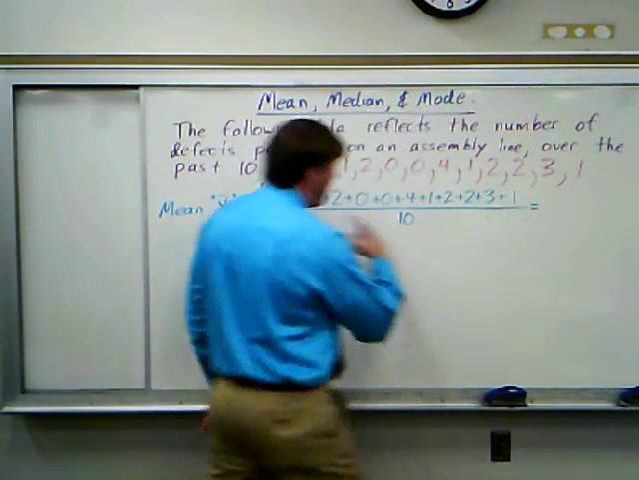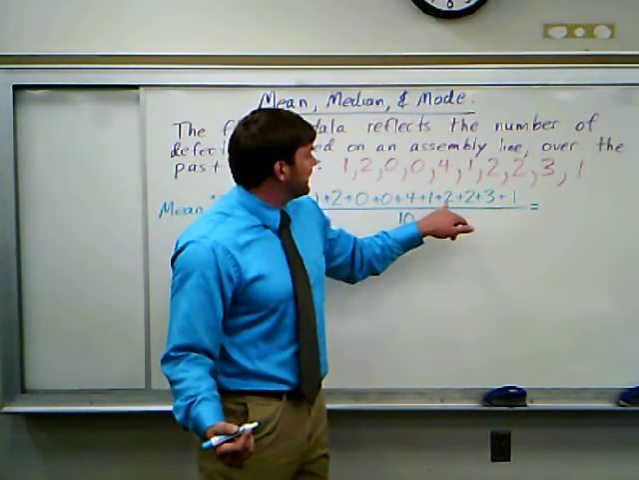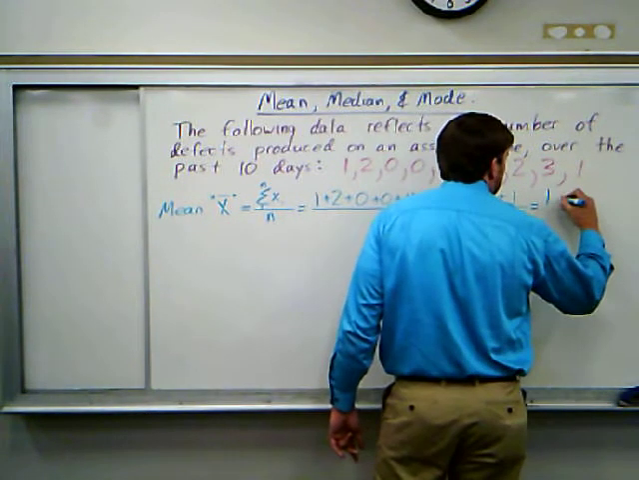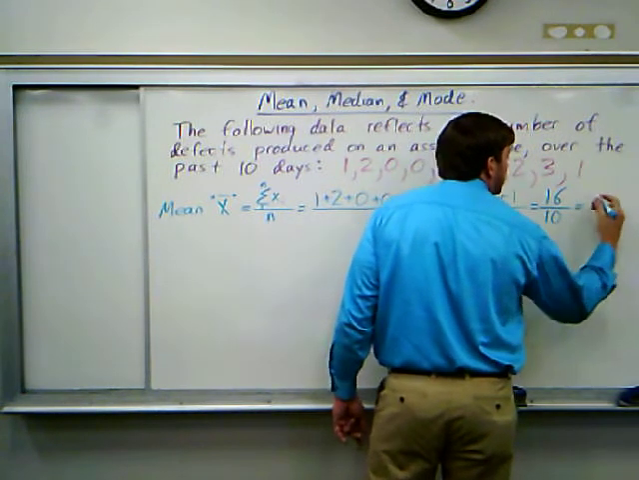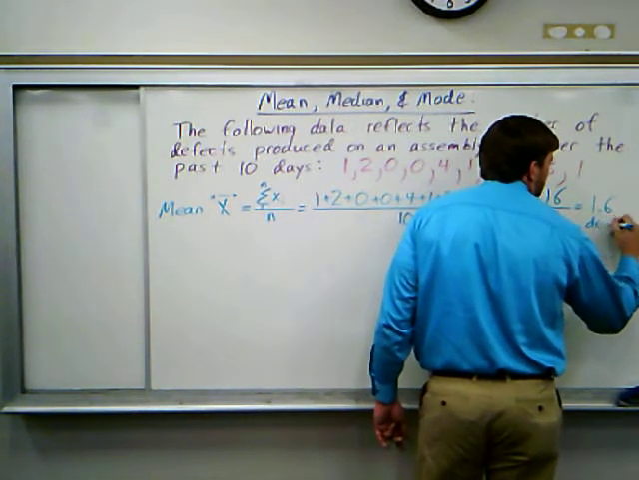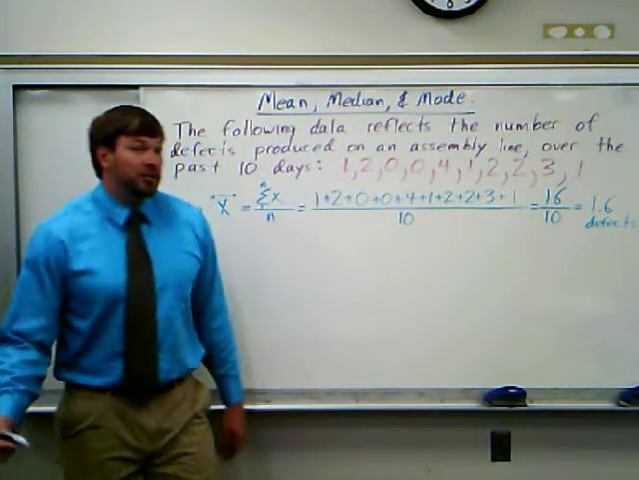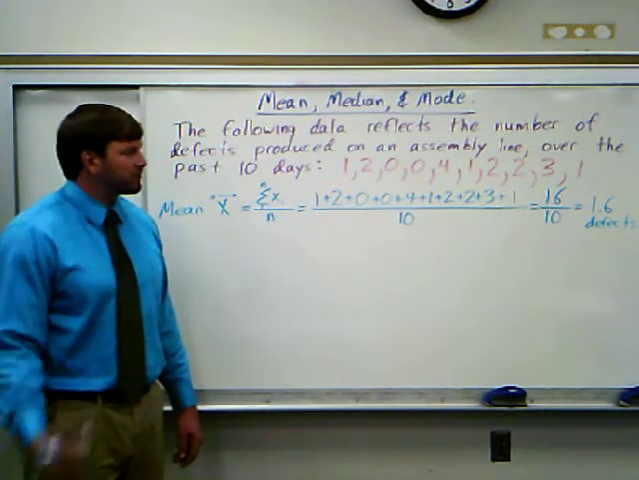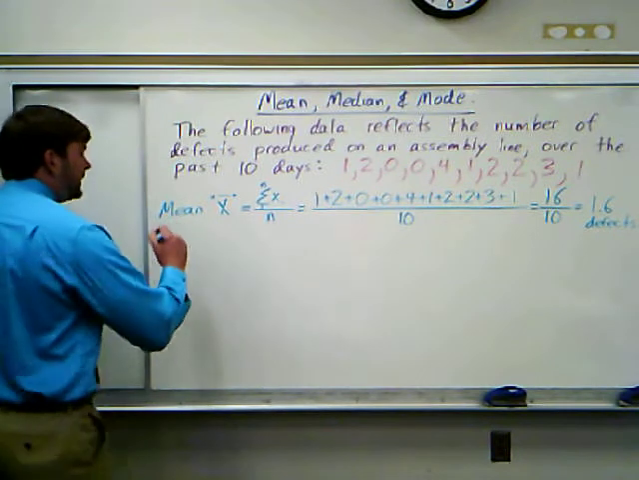Then, of course, just add across the top. And let's see, we got 3, 7, 8, 9, 10, 11, 12, 14, 15, 16. And that's, of course, divided by 10. And that would be 1.6 defects. So, on average, over the past 10 days, they had 1.6 defects per day. Pretty simple. Next thing we want to go ahead and talk about is the median.